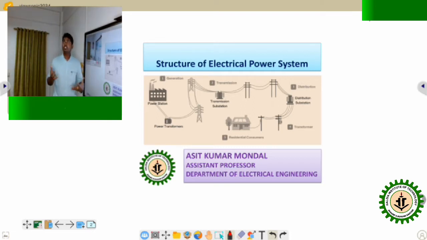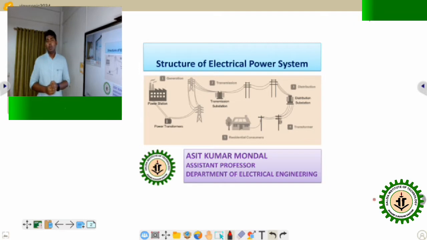Suppose in this room the voltage level is how much? The voltage is 230 volt, single phase voltage. And in the same way, in industry the load is a 3-phase load, and the 3-phase load voltage is 400 volt or 415 volt, somewhere 11 kV or 33 kV.